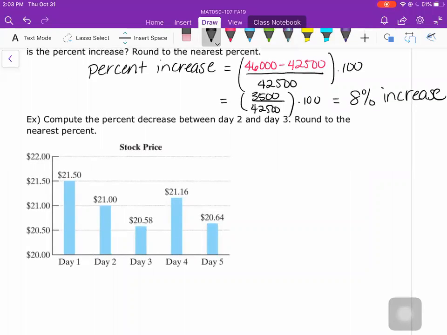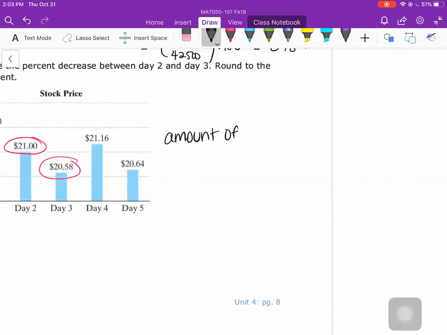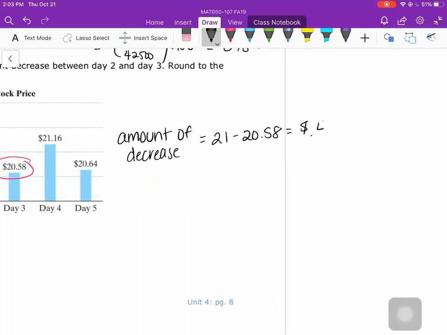So in the next one, we want to compute the percent decrease between day 2 and day 3. Looking at my graph, day 2, the stock price was $21. Day 3, the stock price was $20.58. What's the amount of decrease? 21 minus 20.58. And that's going to be 42 cents. Is that correct?